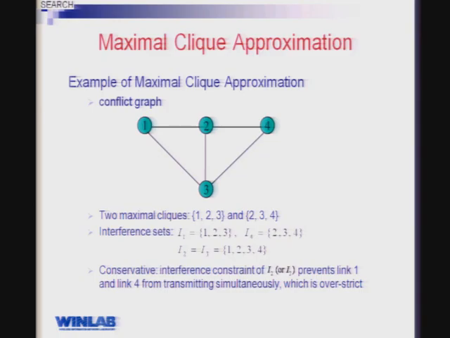So in this example, we give a conflict graph here, and there are two maximum cliques. One is 1, 2, 3, and the other one is 2, 3, 4. If the interference constraint is based on maximum cliques, that means links 1, 2, 3 cannot be active simultaneously, and 2, 3, 4 cannot be active simultaneously. But if we construct the interference constraint based on the interference set, the approximation approach, we will require that all the links 1, 2, 3, 4 cannot be active at the same time. This is overstrict and loses spatial reuse, because in this figure we can see that link 1 and link 4 can actually be active at the same time. So these are more conservative results.